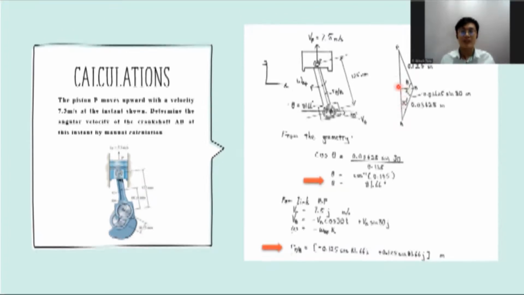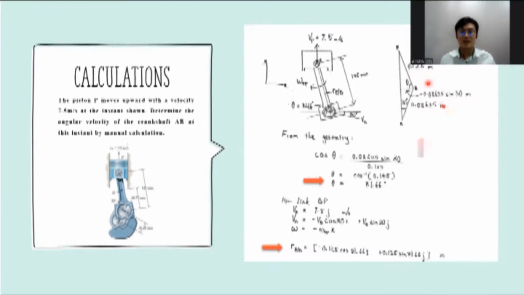Therefore, we can write cos theta is equal to 0.03625 sin 30 over 0.125. And then finally, we will get the angle is equal to 81.66 degrees.